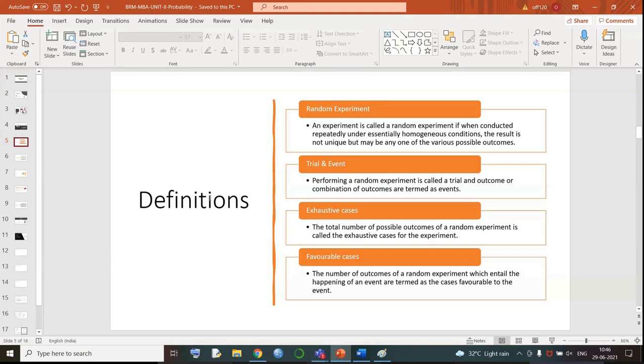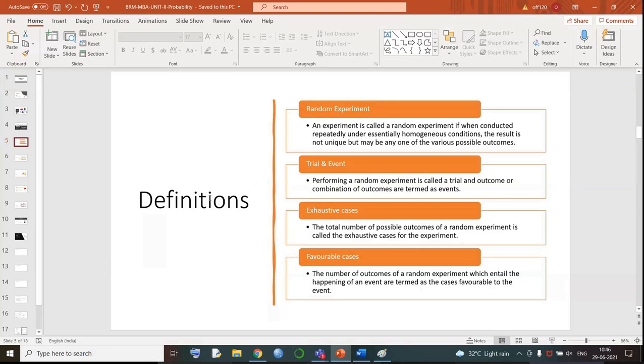Okay, so now what do we mean by a random experiment? See, I already told you what an experiment is. Experiment means doing or performing something. Now, if you are doing the same experiment continuously, that means repeatedly under essentially homogeneous conditions.